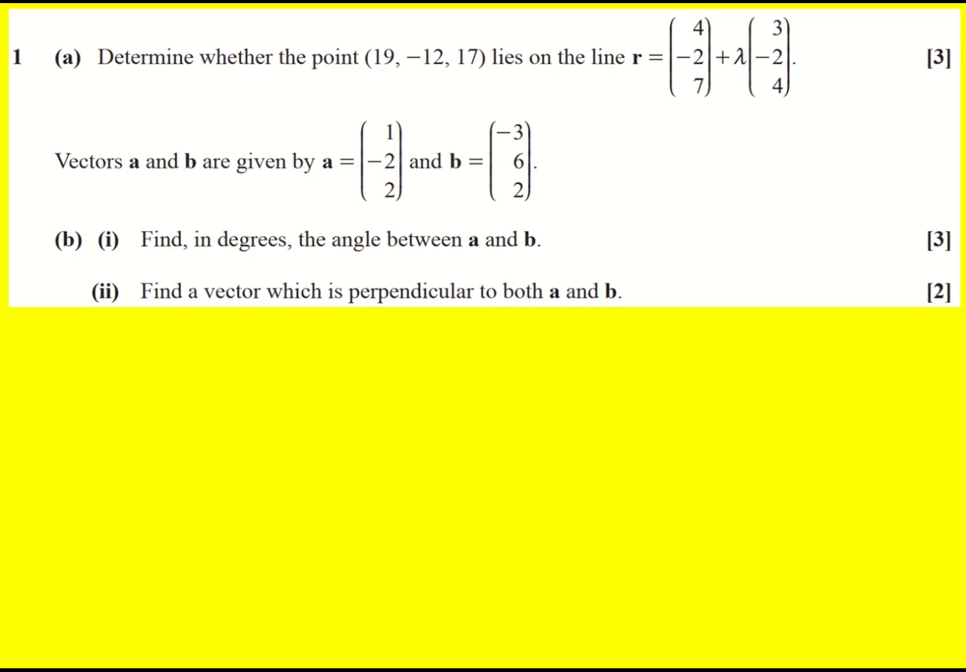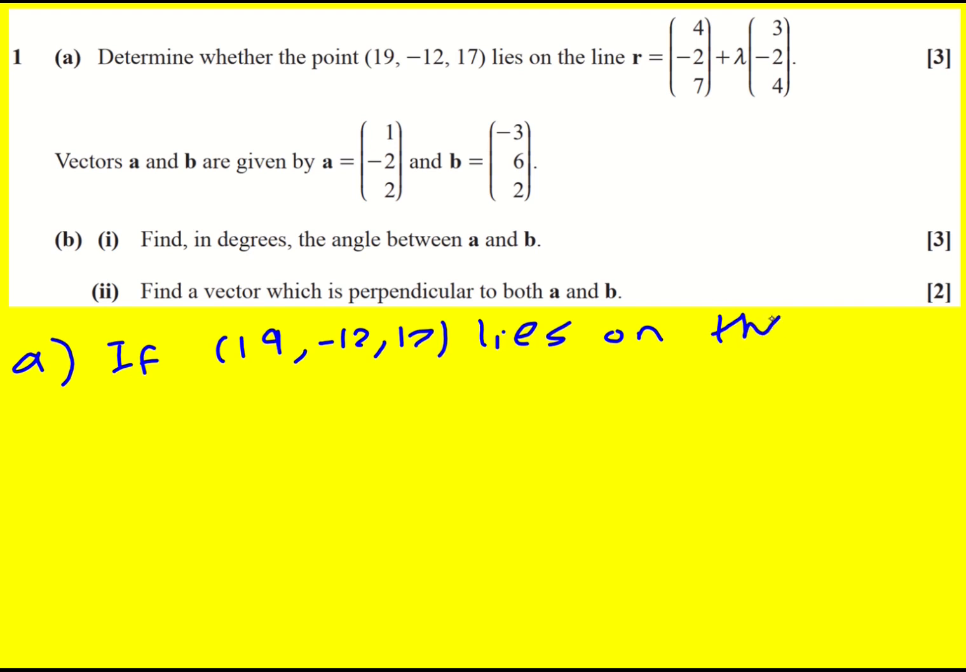Determine whether the point (19, -12, 17) lies on this vector equation line. Okay, so if it lies on there, then I can just look at, say, the x coordinate. 19 must equal 4 plus 3 lambda, which we can solve to give 3 lambda is 15, so lambda must be 5.